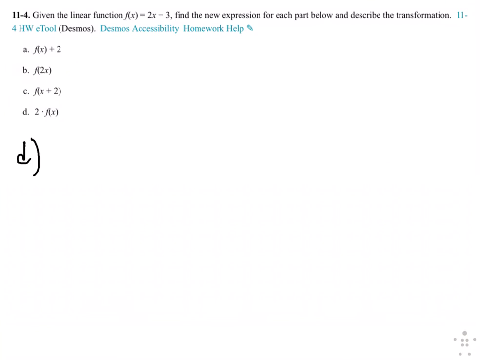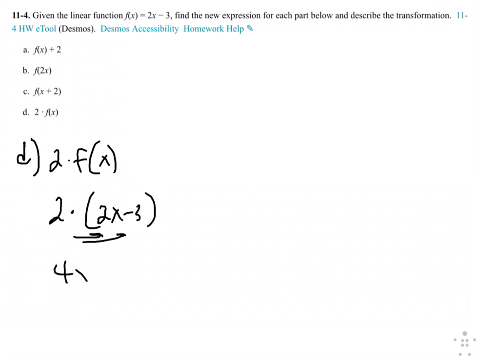Okay, and D, we have 2 times f of x. So that's 2 times 2x minus 3. If we distribute, that's 4x minus 6. So the slope got bigger, so it's steeper, and the y-intercept went from -3 to -6, so it went down. It went down 3 units.